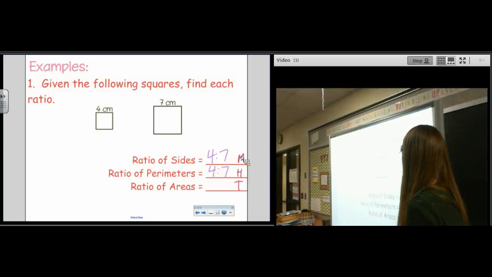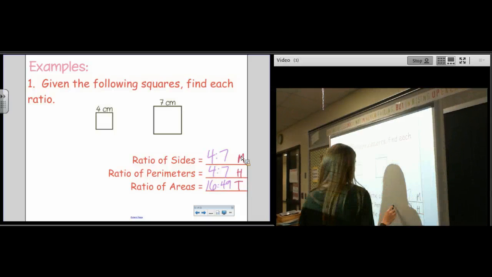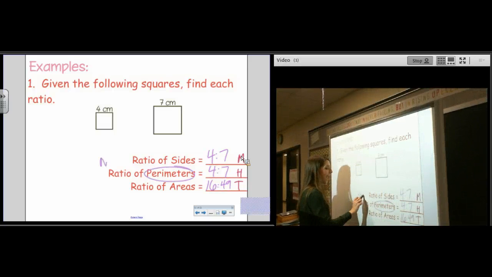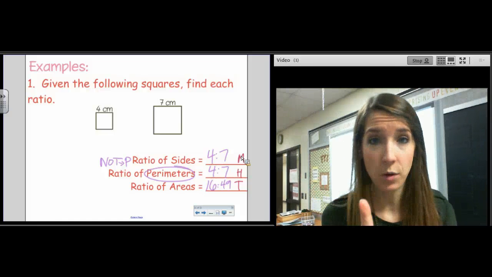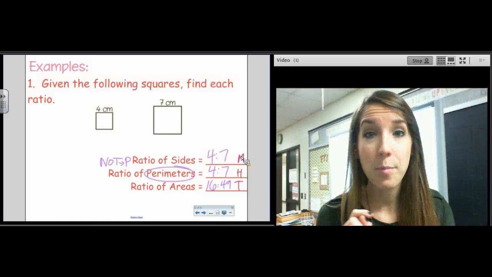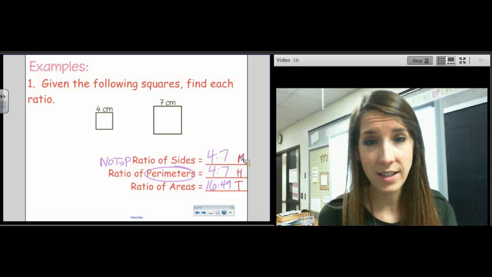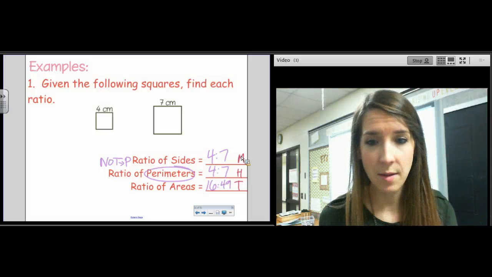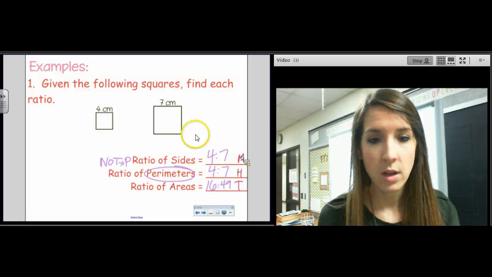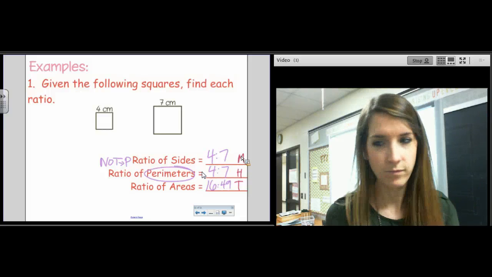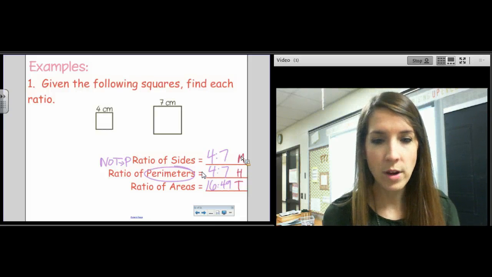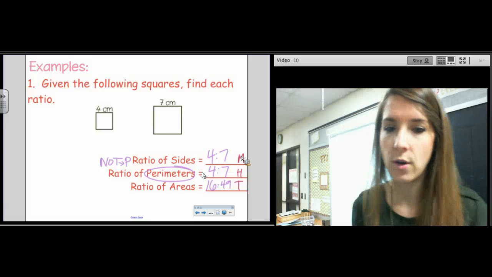4 squared is 16. 7 squared is 49. What I wanted to get across is you're not actually finding the perimeter. You know the ratio of the sides and the ratio of the perimeters are the same, because sides are 1D and perimeter is 1D. They're both 1D, therefore they have the same ratio. Yes, we did have to simplify. Can you simplify 16/49? No. Ratio of the areas, you just square the ratio of the sides.